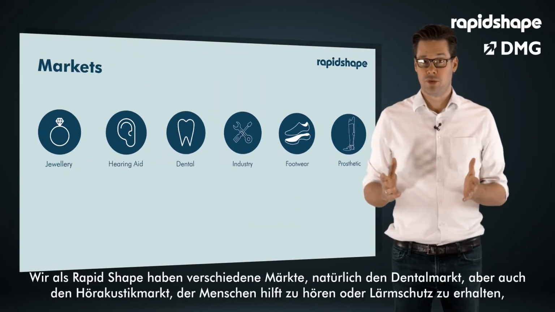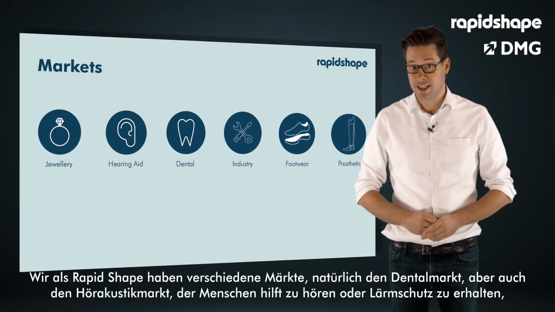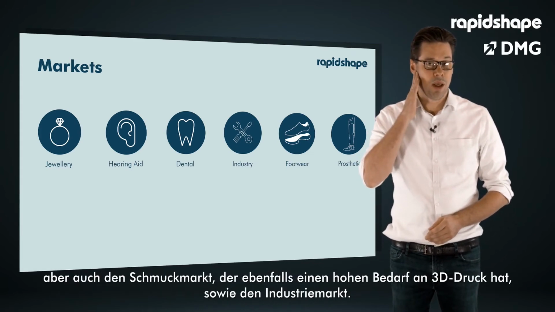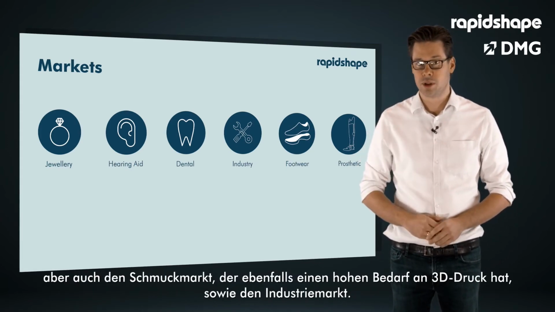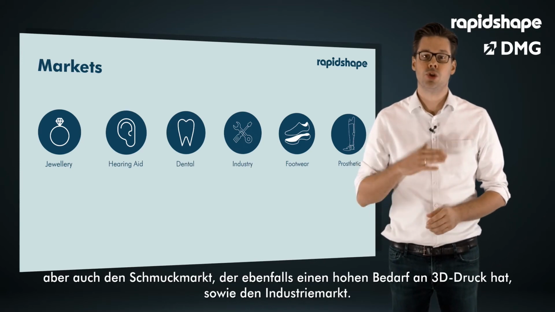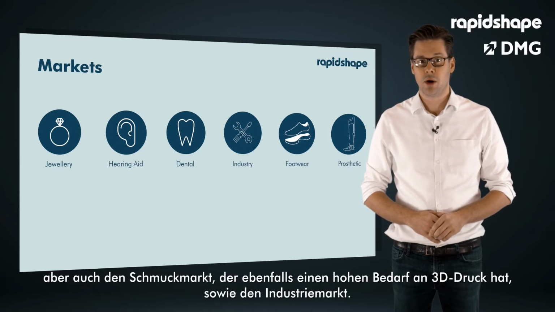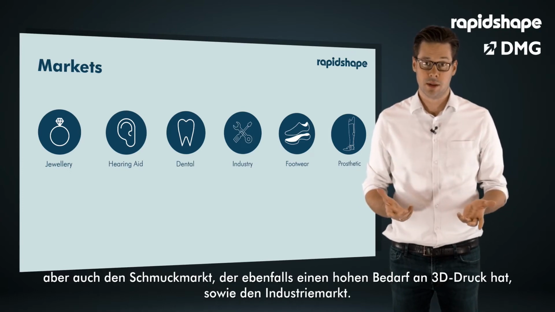We as RapidShape have different markets. Logically, the dental market, but as well the hearing aid market, helping people hear or having noise protection, but also the market of jewelry, which also is in a high need for 3D printing, but also we serve industrial markets.